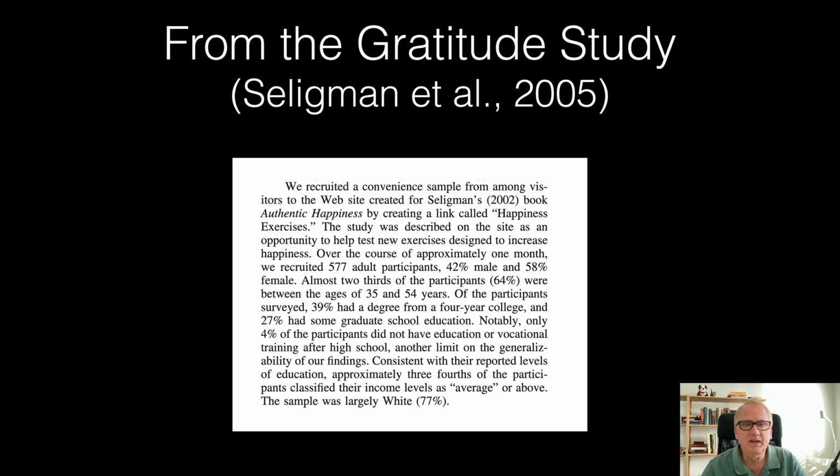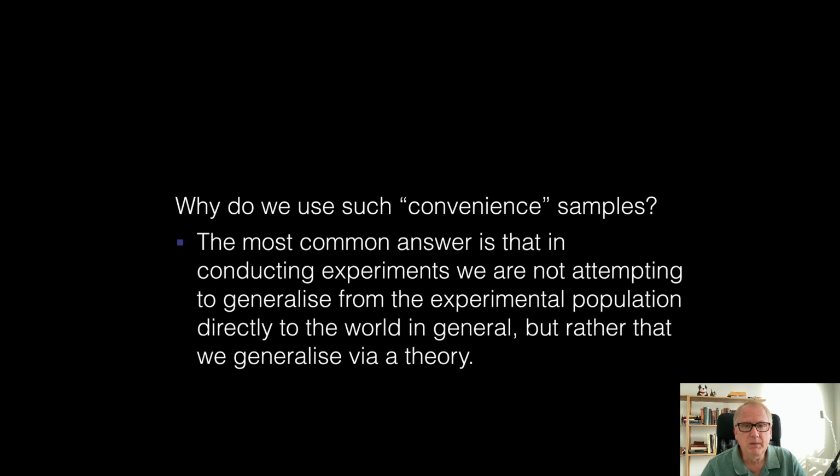So you can see in this case that the sample is really people who happen to come across this website and probably people who are reading Seligman's book about happiness. So they're not necessarily the most representative sample of the entire world, but they should be people who have this ability to express gratitude. And according to theory, if you express gratitude, you should feel happier, have a better sense of well-being. So the question might be then, why do people just use these convenient samples?